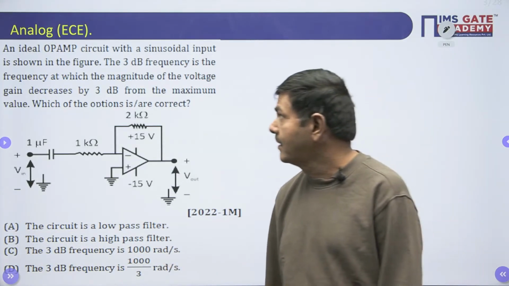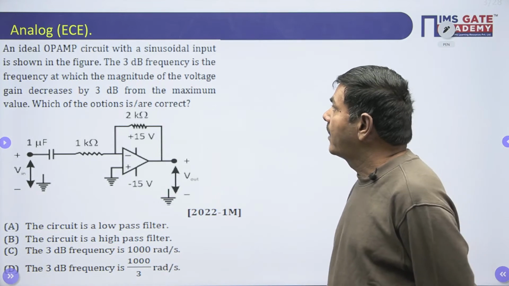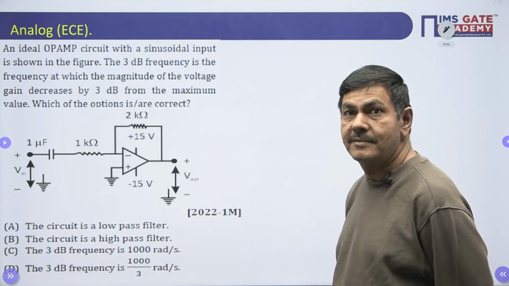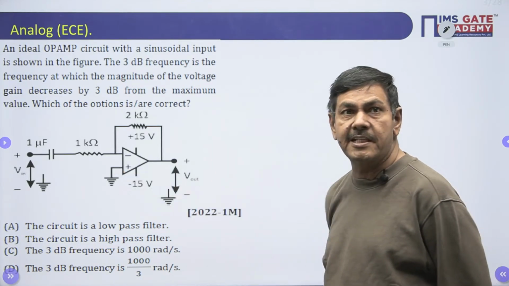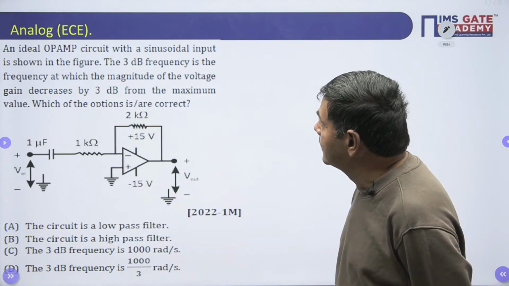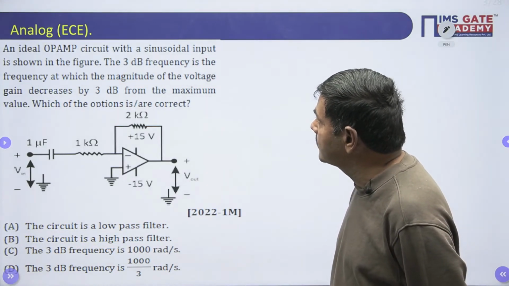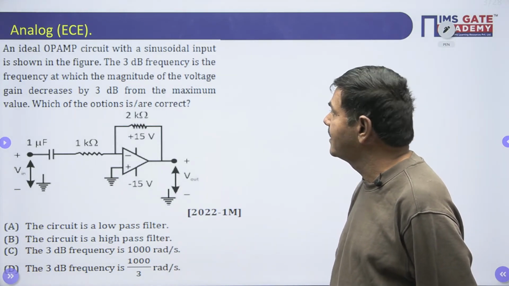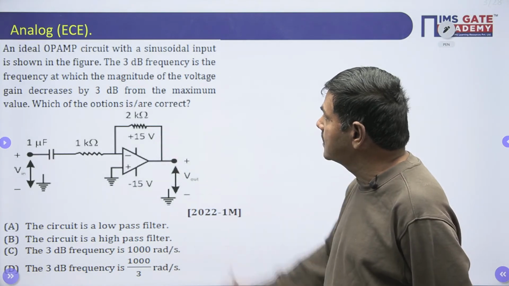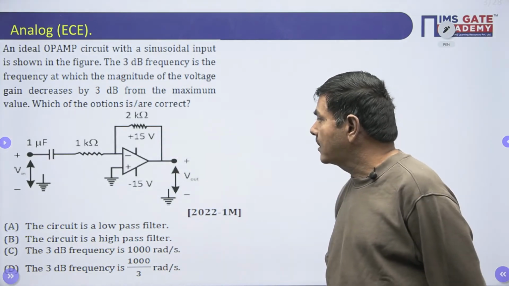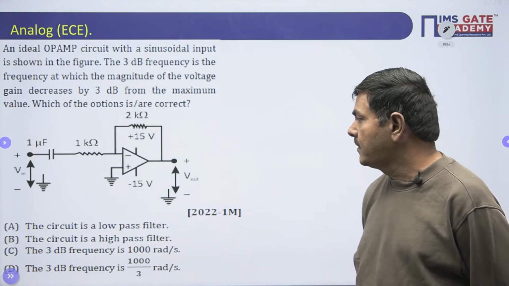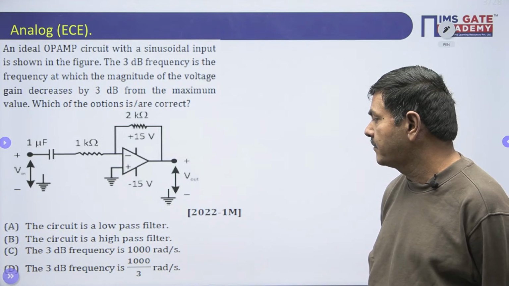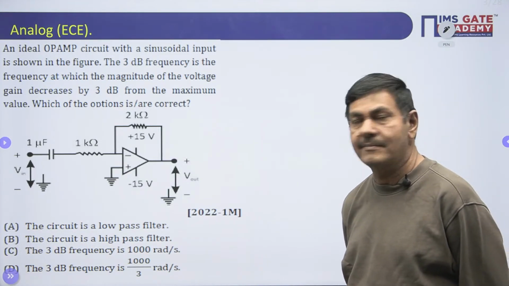Please watch. What is given in the problem? An ideal op-amp circuit with a sinusoidal input is shown in the figure. Vin is nothing but the sinusoidal input. The 3 decibel frequency is the frequency at which the magnitude of the voltage gain decreases by 3 decibel from the maximum value. Which of the options is correct? The circuit is a low pass filter, the circuit is a high pass filter, the 3 decibel frequency is 1000 radians per second, the 3 decibel frequency is 1000 by 3 radians per second.